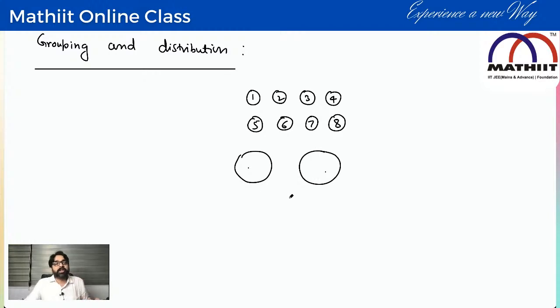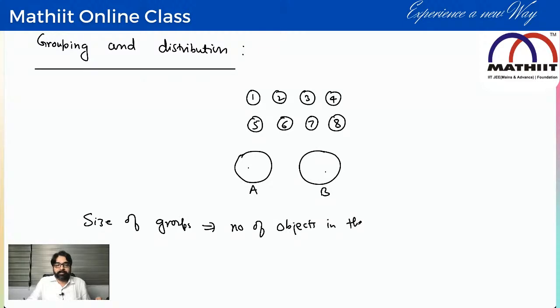So the first question comes: suppose this bag's name is A, this bag's name is B. In the first bag, how many coins am I going to put? That is called the size of the group. Size of group means what? Size of group means the number of objects in the group. So we should be clear what exactly the size of the group is.